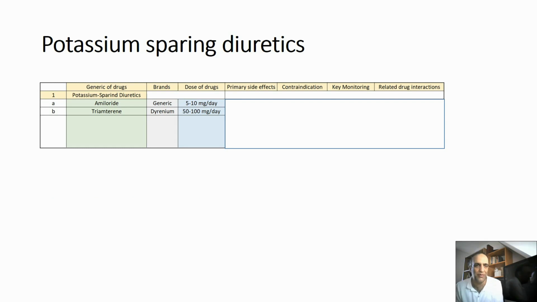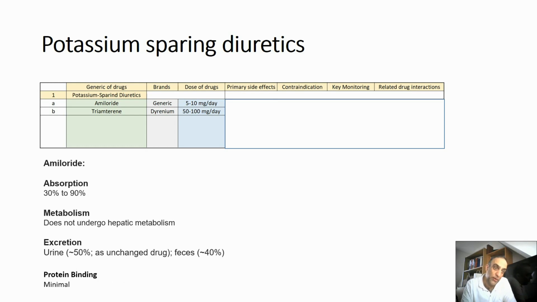Amiloride, we can use a generic, and the dosage is between 5 and 10 milligrams per day. Triamterene, we use Diuril, and the dose is 10 times more, around 50 milligrams per day, maximum 100 milligrams per day. As you see here, Amiloride absorption is around 30 to 90%. In this situation, we can use a low dose.